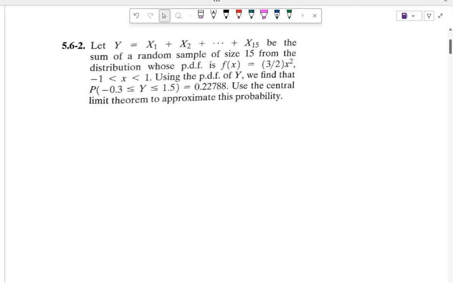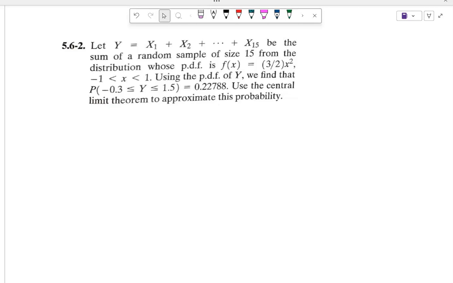We don't have the time or the machinery right now to prove the central limit theorem. But let's see what might be involved here. So this one gives us the PDF of a distribution on the interval from -1 to 1, and then says define y to be the sum of a random sample of size 15 taken from that distribution.